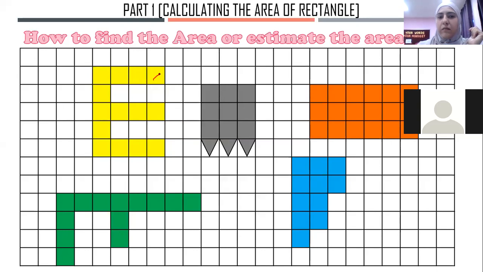So this one is what? 1, then 2, 3, 4, 5, 6, 7, 8, 9, 10, 11, 12, 13, 14. So the area here is what? 14. 14 squares. If they gave you the unit, you're going to say centimeter squared or meter squared or kilometer squared or whatever you want, according to the unit. But because they didn't mention the unit, we're just going to say 14.